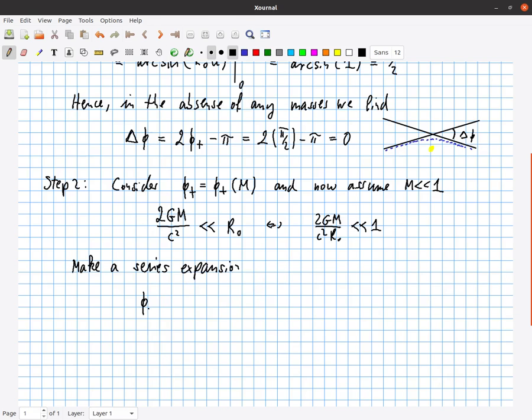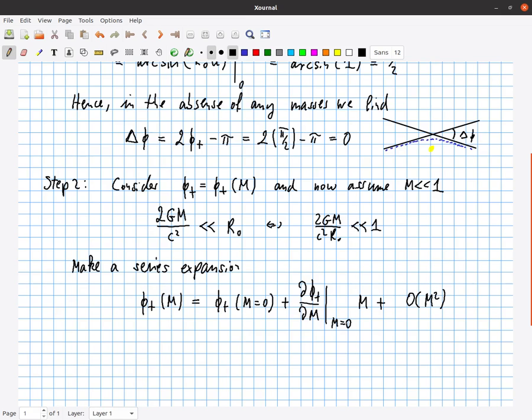This means we are saying that phi plus of m is phi plus when m is 0, plus d phi plus dm, now we are setting m to 0, multiplied by m plus terms which are quadratic in m. This is really the first term in your Taylor series expansion around the origin.